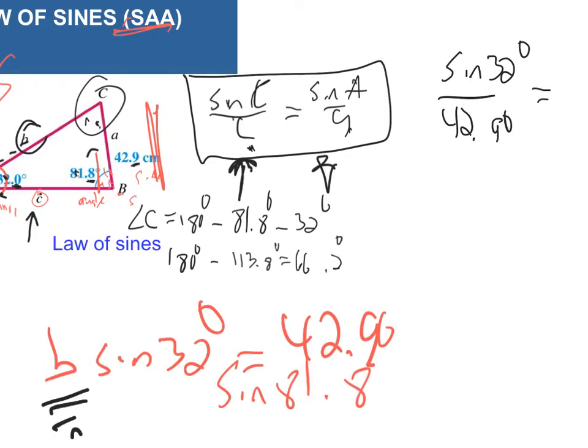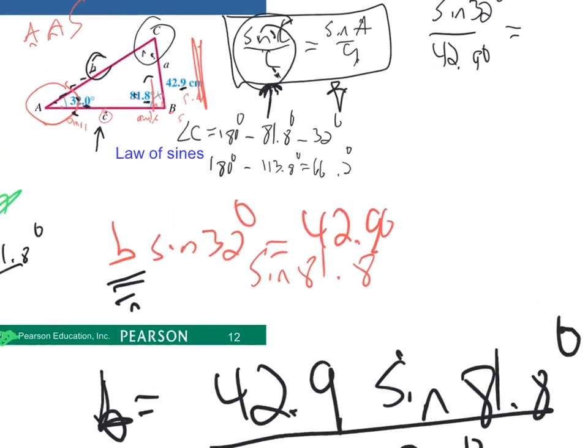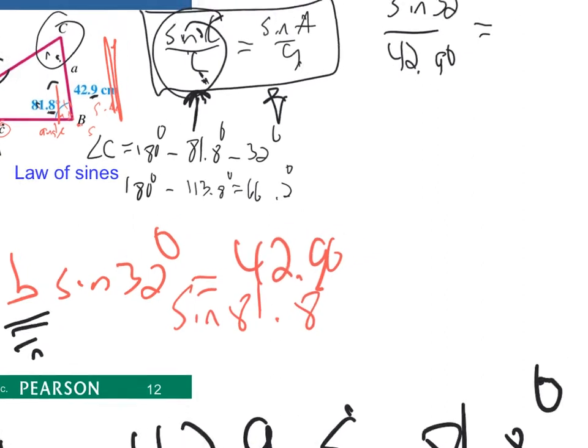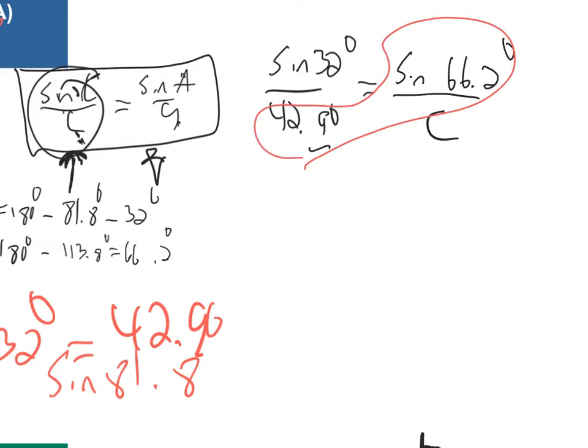Now I'm looking for side C. So I am stuck having to use sine of C over C. So sine of C, what did we say C was? Somewhere in here. 66.2. Sine of 66.2 degrees over what I don't know. Now, can you look ahead and see how that's going to work out when you cross multiply and divide? Obviously, these two get multiplied together, and then we're going to divide by this one right here.